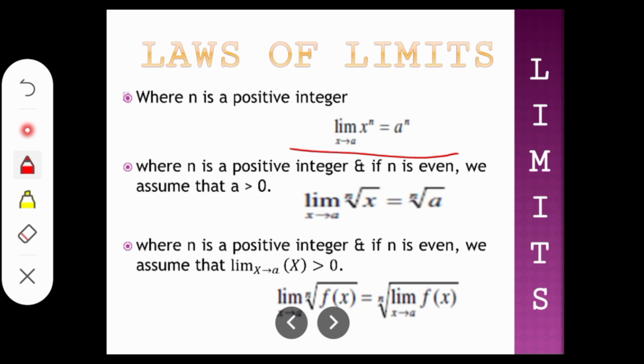Then when n is a positive integer, we can come up with this. Where n is a positive integer, if n is even, we assume that a is greater than 0. Where n is a positive integer, if n is even, we assume that the limit of the quantity of x greater than 0 as x approaches a, and we can come up with this one.